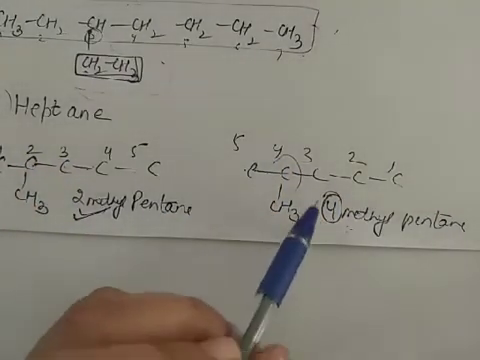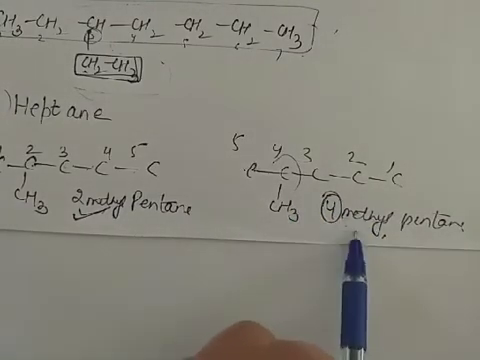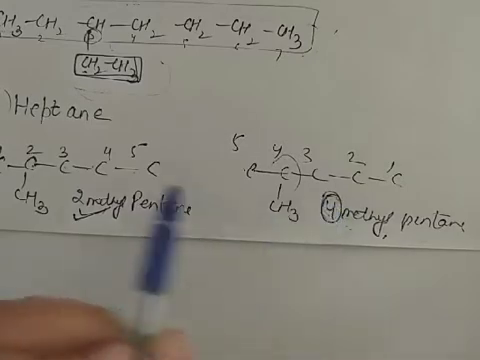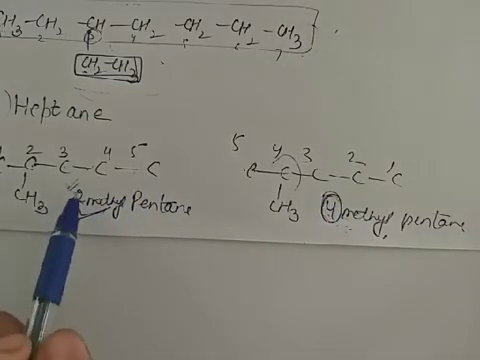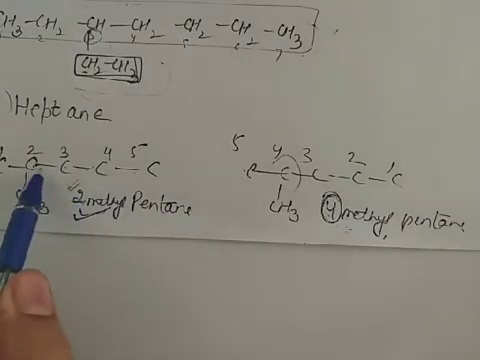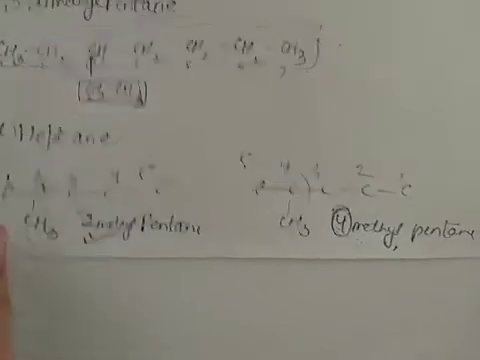So 4-methyl is incorrect. Why? Because it is getting a bigger number. But 2-methyl is correct. Why is 2-methyl correct? Because 2 is a smaller number. So you have to pay attention that the branch, or any functional group if attached, or any double bond, triple bond, should acquire the minimum number.